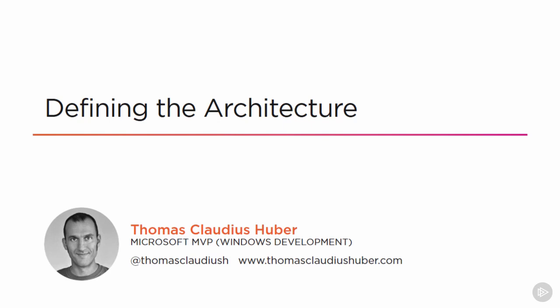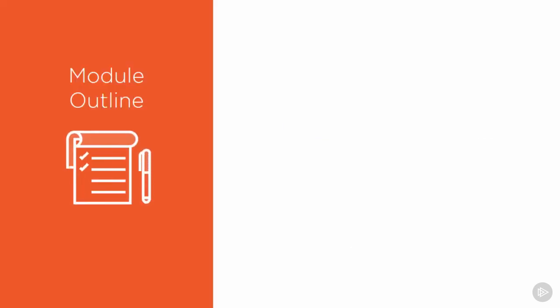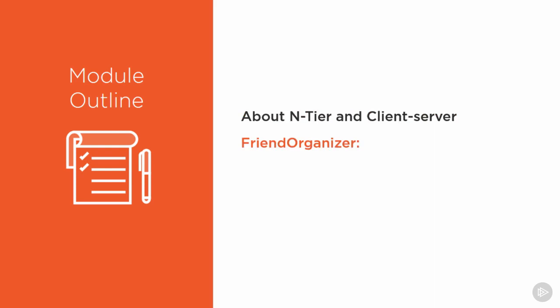Welcome to the module Defining the Architecture. My name is Thomas Claudius Huber, and in this module, we will define the architecture of the Friend Organizer application. Let's take a quick look at the module outline. In this module, you'll learn about n-tier and client-server architectures. Then we will focus on the Friend Organizer application. We will plan the client layers, and we will set up the solution. Okay, that's it. So let's start with the n-tier and client-server architectures.